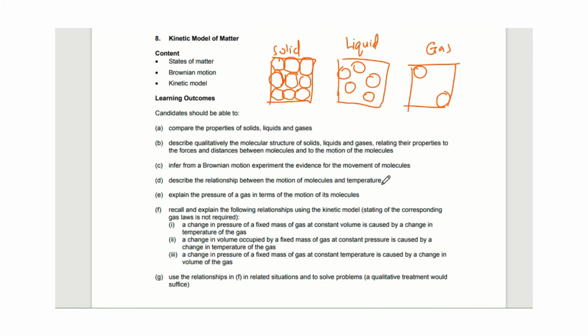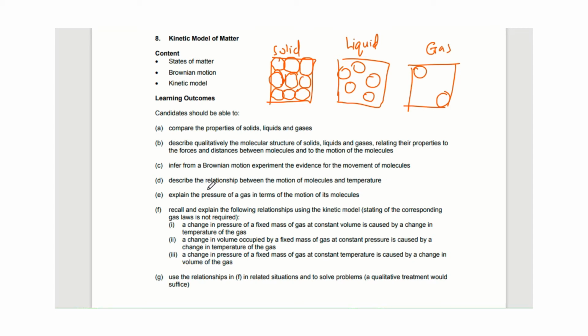Next, let's look at D. Describe the relationship between the motion of molecules and temperature. When the temperature increases, the solid particles will vibrate more vigorously about the fixed position. When temperature increases, the liquid and gas particles will move more quickly. For a fixed mass of molecules, the temperature is proportional to the average kinetic energy of the particles.